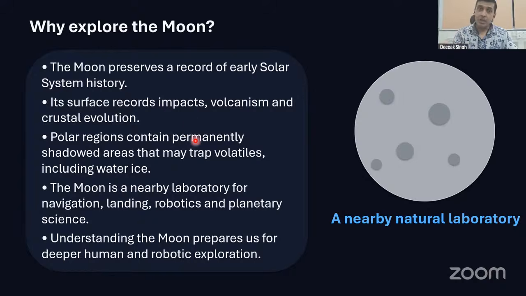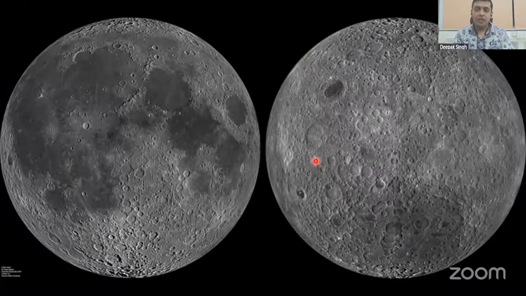Polar regions are permanently shadowed, so they trap volatiles like ices, which we detected again from the Chandrayaan 1 mission, the first confirmation we got of water ice. And then the Moon is also a laboratory for testing navigation, landing, robotics, and other planetary science. Maybe in future we can have a base from which we can launch missions. So those things are there, and it also prepares us for deep human and robotic exploration in future. This is a very interesting image of the Moon. On the left-hand side, you are seeing the near side of the Moon, and on the right-hand side is the far side of the Moon.